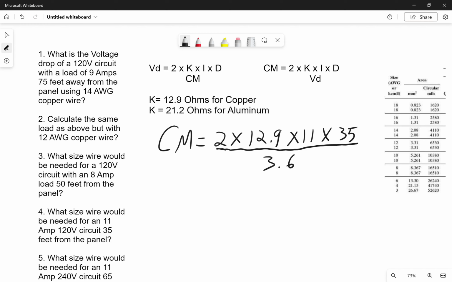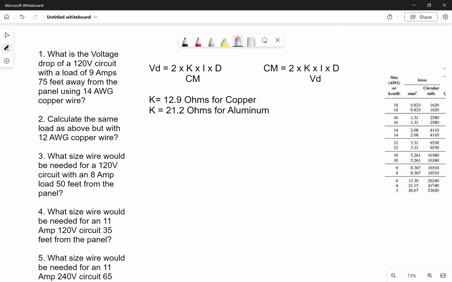And then we do the math, right? These are not hard as long as we are able to find the right numbers to plug in. So 2 times 12.9 times 11 times 35 equals 9,935. Divide by 3.6. We get 2,759. Right? Once again, we're coming in more than 16, so we're going to be a number 14 wire. I should have picked some bigger numbers here, where we could have gotten into some bigger wires. But let's see what comes next here.